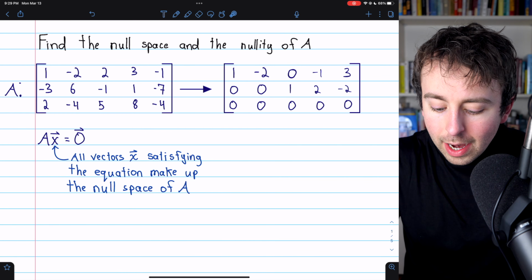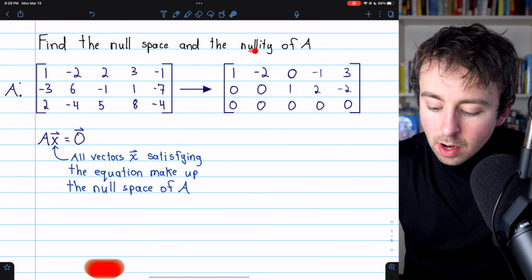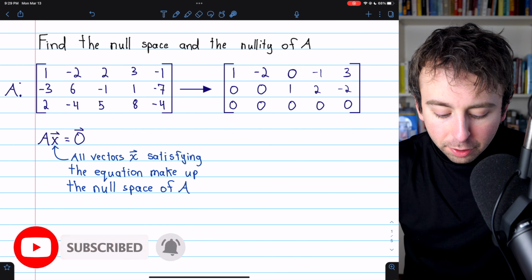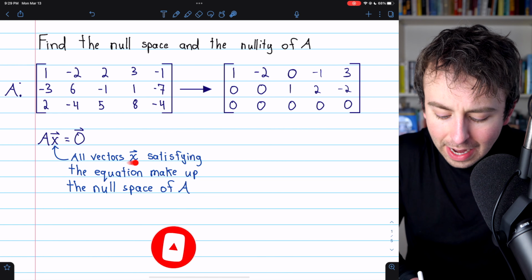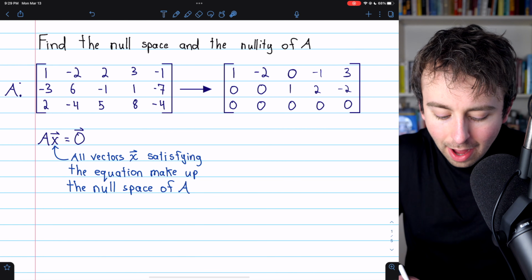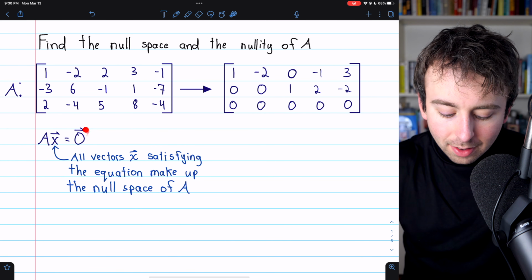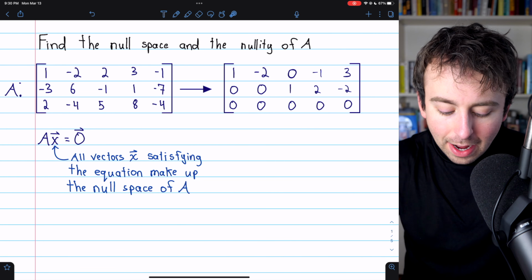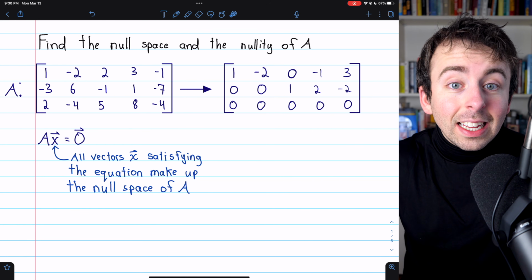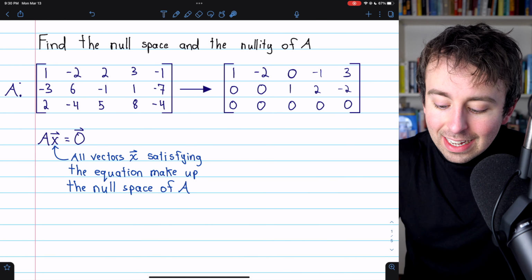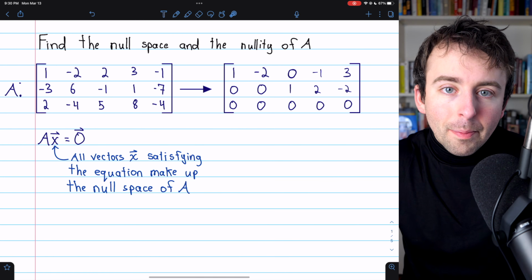We're going to find the null space and the nullity of this matrix A. Recall that the null space is made up of all the vectors x satisfying this equation here: A times x equals the 0 vector. So any vector satisfying this equation is in the null space. The dimension of the null space is the nullity of the matrix.